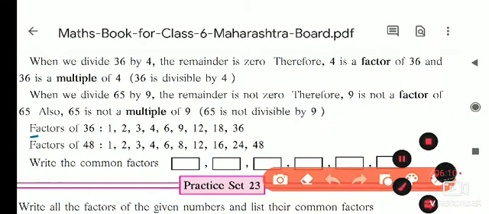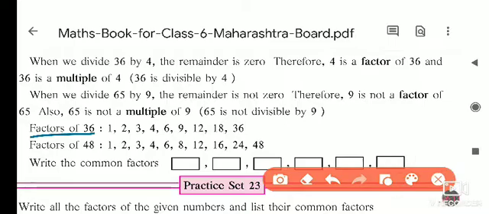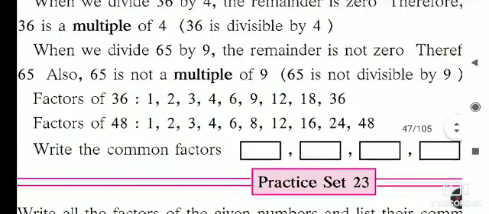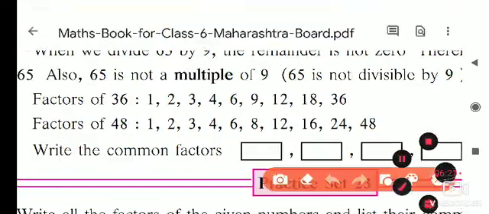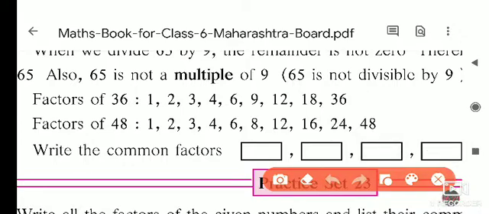Now, factors of 36. How do we find them? As we just studied the divisibility tests, you can use those, or if you have learned the tables, then you can use the tables to find the factors of 36. First of all, when we are finding factors of 36, 1 is always a factor. Any number you take, its factor is 1. Now 2 is also a factor of 36 because 36 is divisible by 2. As you know, in the divisibility test of 2, the unit place of the number contains 0, 2, 4, 6, or 8.